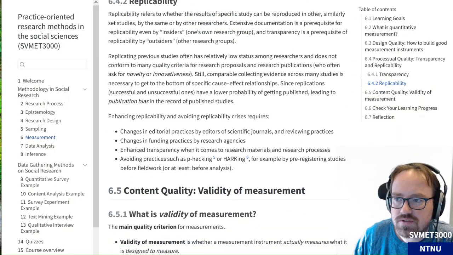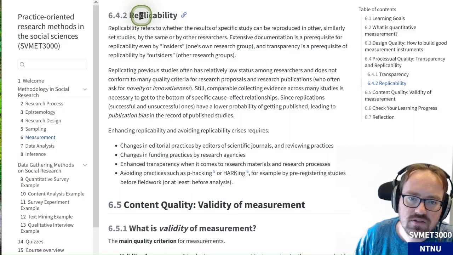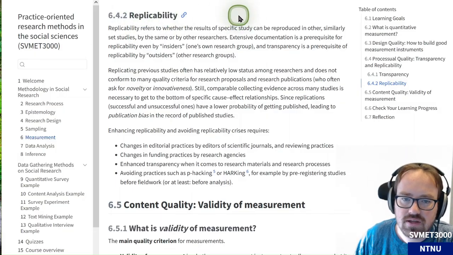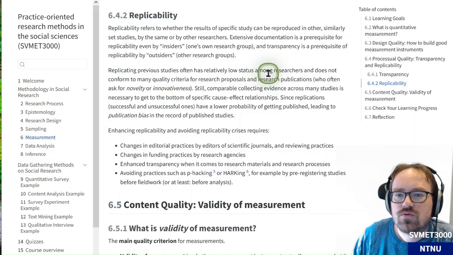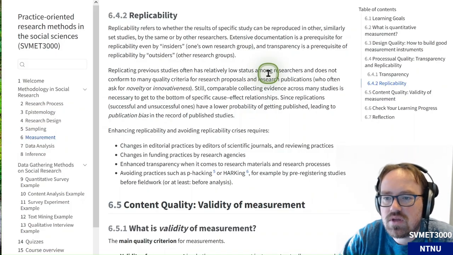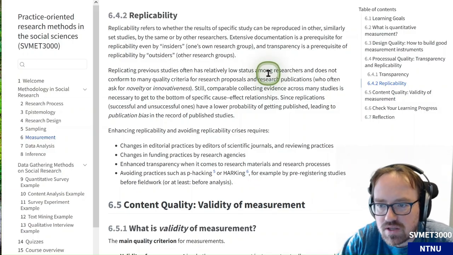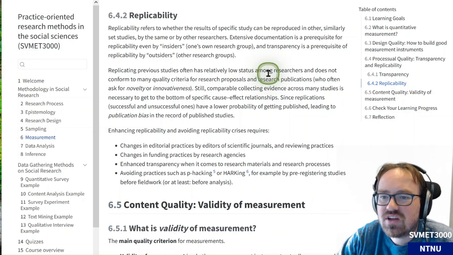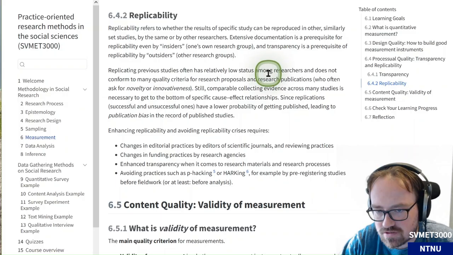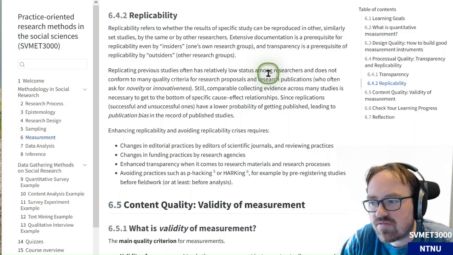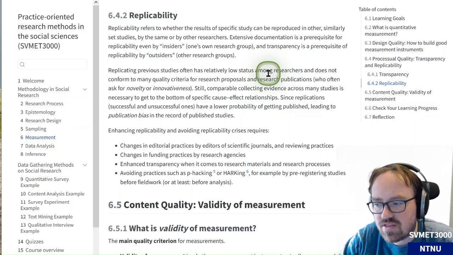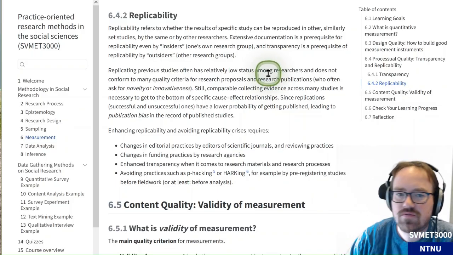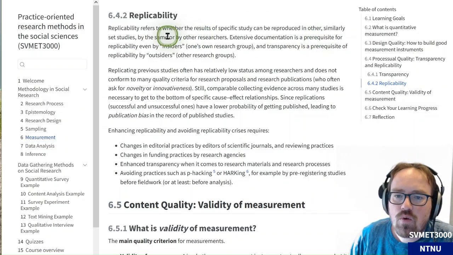The second component, and closely related to transparency, is replicability. Replicability refers to whether the results of a specific study can be reproduced, particularly if they can be reproduced in other settings, but similarly set studies. So we don't worry about a result not being the same if the setting is very different, right? Then we would say this is a finding that's not very puzzling, and that's probably just the reality of the difference of the settings.